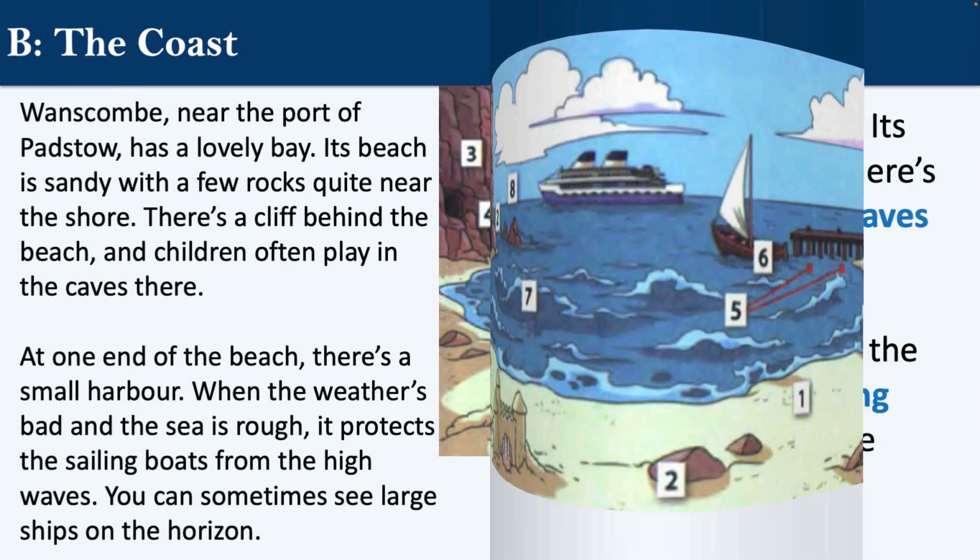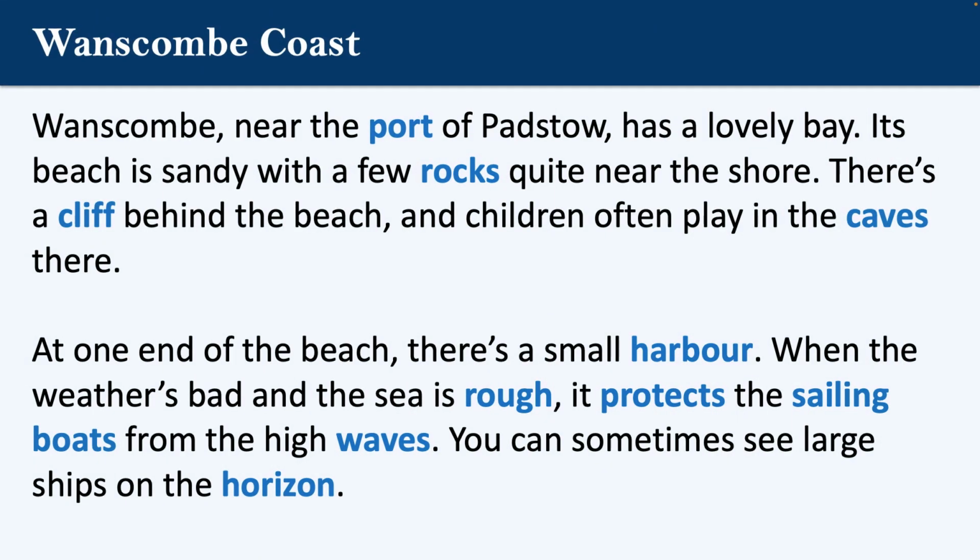Now, some of the words used here that you can learn are port, near the port of Padstow, rocks, a cliff, cave, in the caves, harbor, there's a small harbor, rough, the sea is rough, protect, sailing boats, waves, horizon.